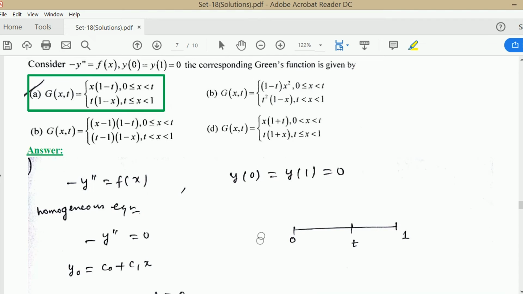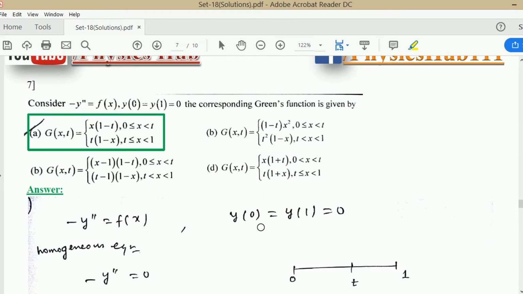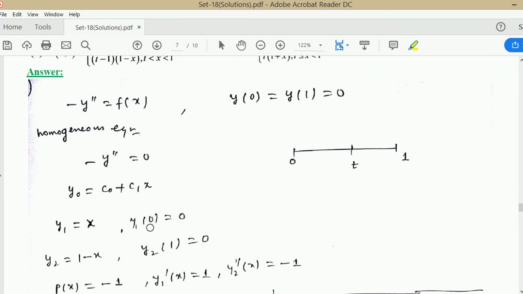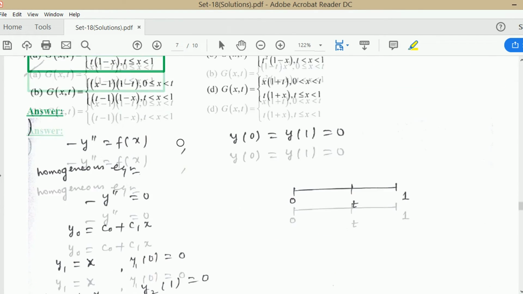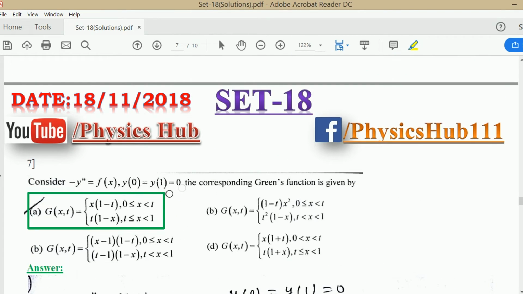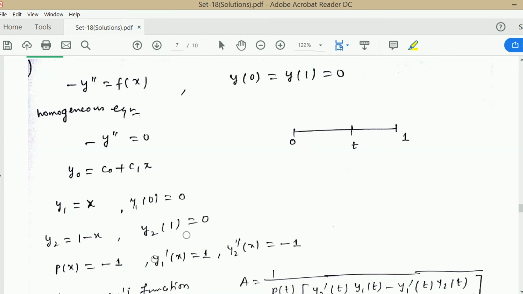This y1 and y2 are determined depending upon the boundary condition. The boundary condition says y at 0 and y at 1 equal 0. So look, y1 equals x, then y1 at 0 equals 0. If you take y2 equals 1 minus x, then applying the boundary condition, y at 1 should be 0. So this is a check, and in this way we can calculate the two values y1 and y2.